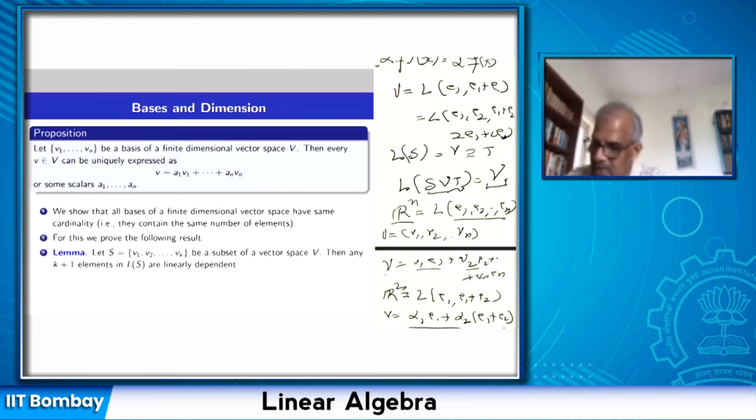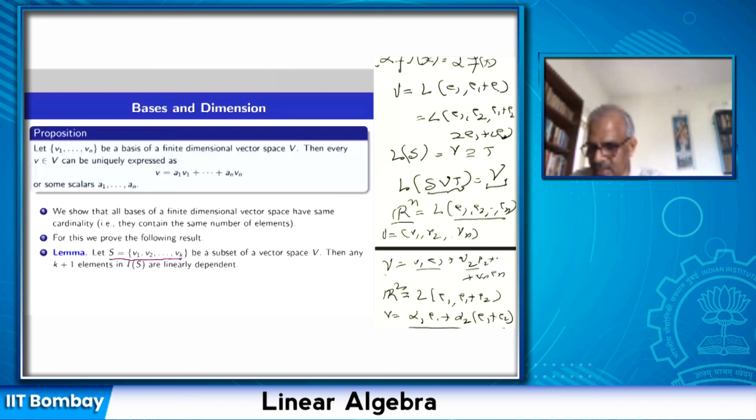Now we want to prove that any two bases of a finite dimensional vector space have the same number of elements, and that will lead to the definition of the dimension of a vector space. So take a set S = {v1, v2, ..., vk}, a subset of a vector space. Then the linear span of S consists of infinitely many vectors. If I take a real vector space, it will consist of infinitely many vectors. Even the linear span of one non-zero vector has infinitely many vectors.